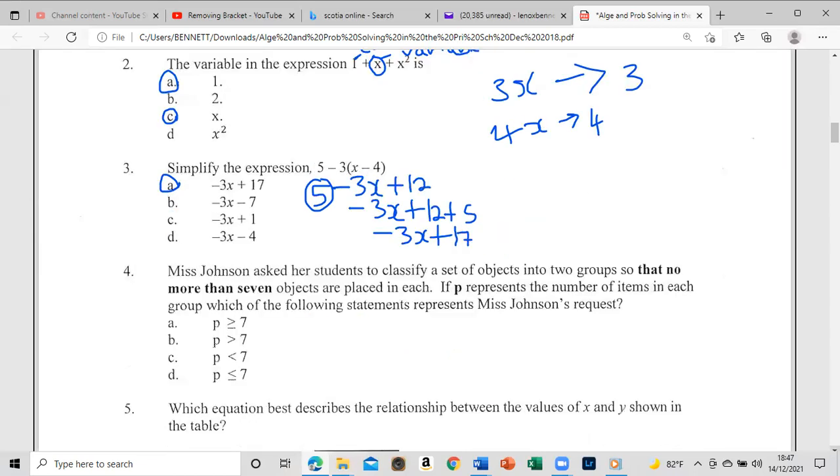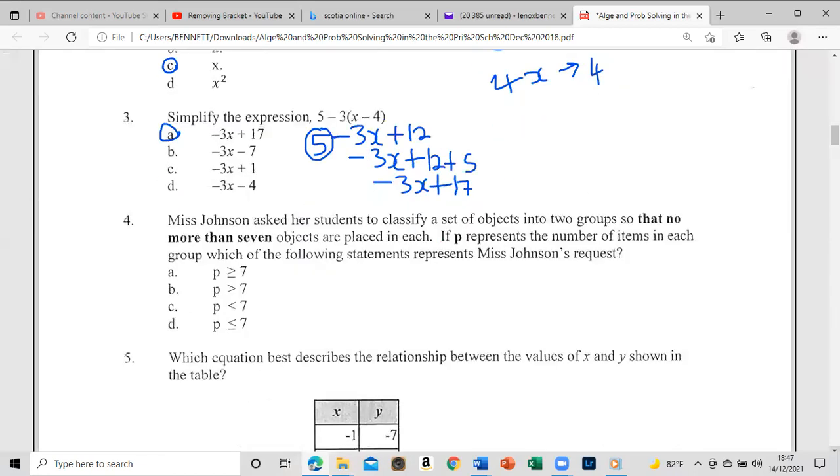Very important. Miss Johnson asks her students to classify a set of objects into 2 groups so that no more than 7 objects are placed in each. If P represents the number of items in each group, which of the following statements represents Miss Johnson's request?